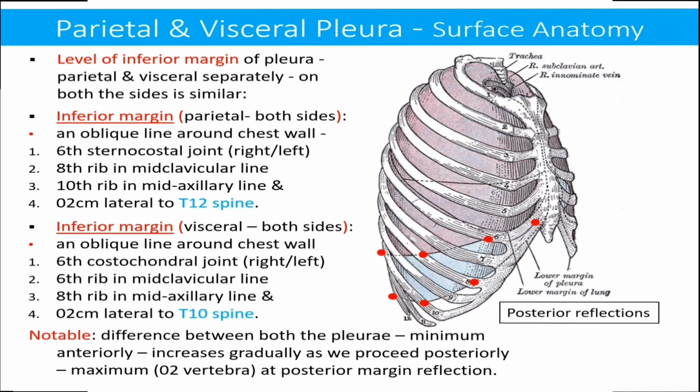Notable point is that there is a difference between both the pleurae. It is minimum anteriorly, increases gradually as we proceed posteriorly, and reaches maximum, that is 2 vertebral levels, at the posterior margin of reflection.